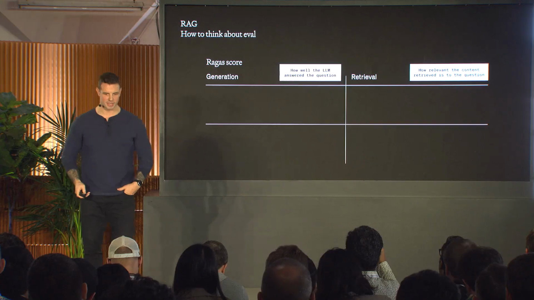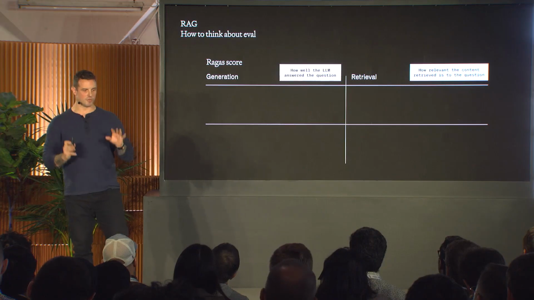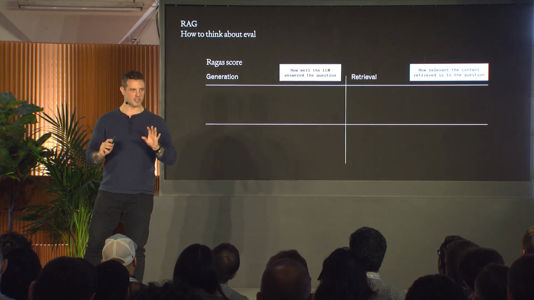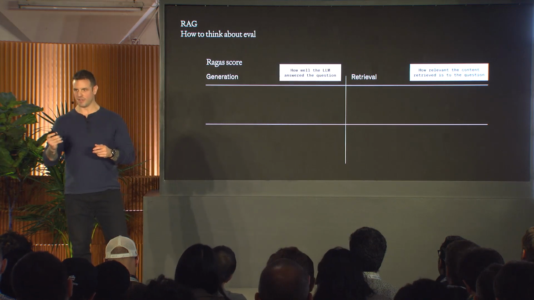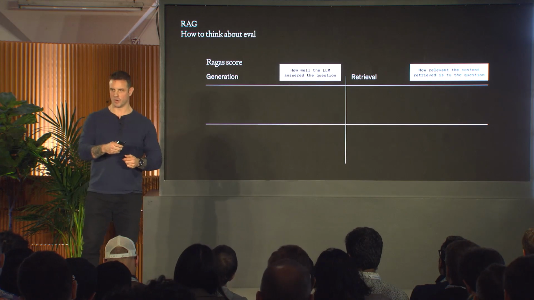I want to call out especially Exploding Gradients. They developed this framework called Ragas, which is cool. It basically breaks down these different evaluation metrics, and you can pull it down off GitHub, use it straight out of the box, or adapt it to your needs. There are 4 metrics that it measures. 2 of them measure how well the LLM answers the question, and 2 of them measure how relevant the content actually was to the question.